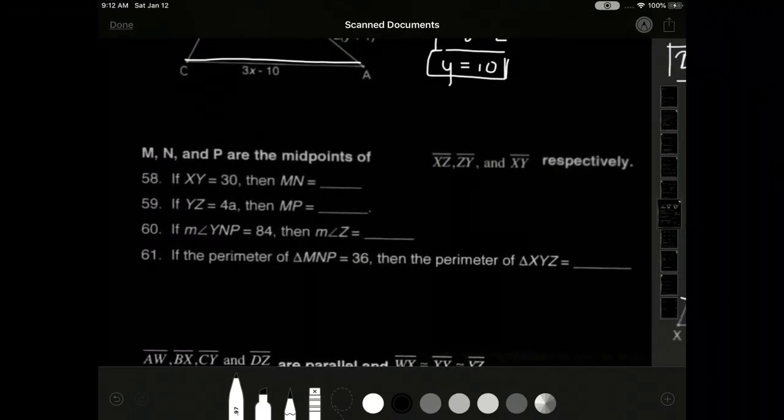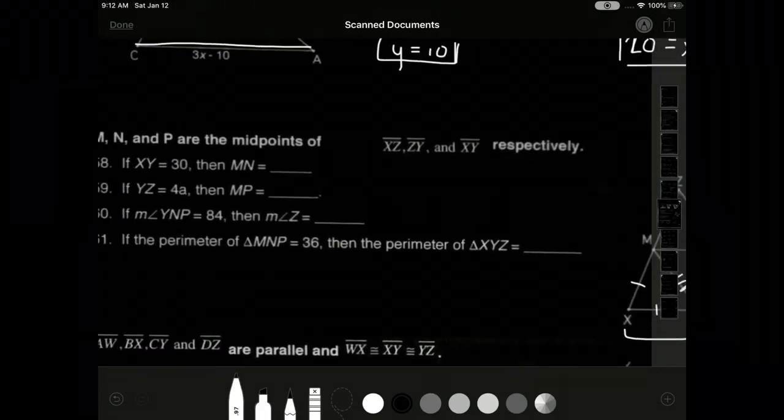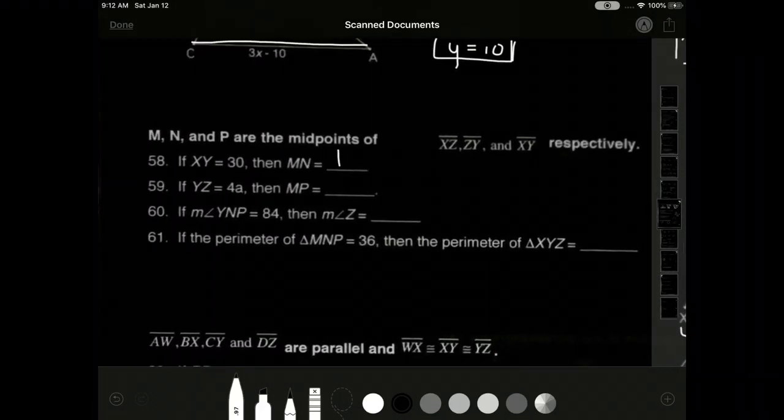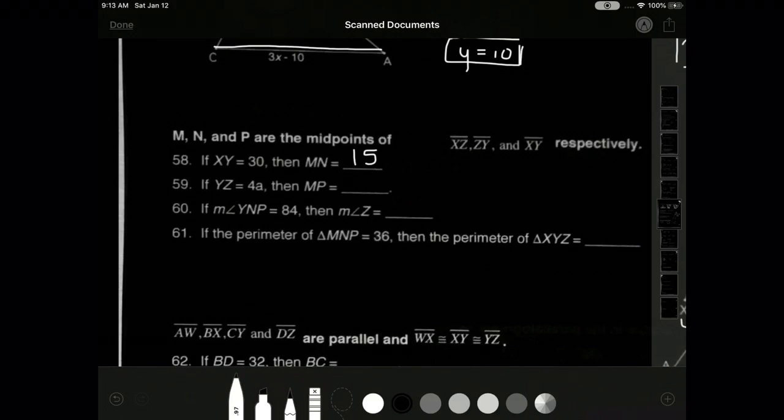If XY is 30, then we want to know what MN is. Well, if XY, this bottom part here, is 30, we can just divide it by 2 to get MN, and we get 15. If YZ is 4A, we want to know MP. So YZ has all of our triple tick marks here, is 4A. If we divide that by 2, MP is going to be 2A.